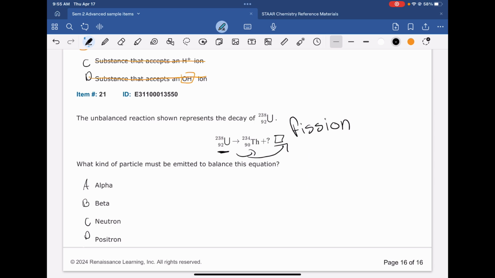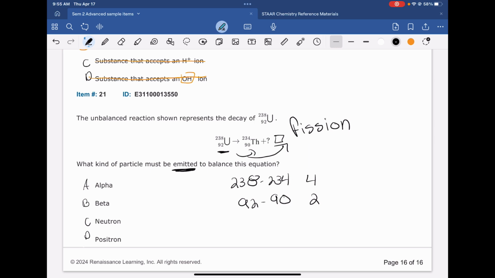In order to balance this equation, 234 and whatever atom we're going to put right here have to add up to 238. So at the top, we have 238 minus 234. So the top has to be 4. And then we have 92 minus 90, and the bottom has to be 2. Okay, so we're looking for 4, 2. It says what kind of particle must be emitted to balance this equation.